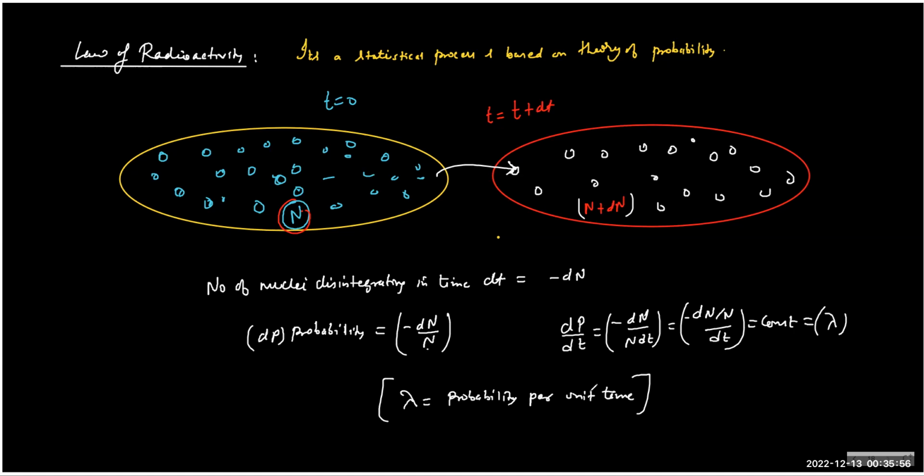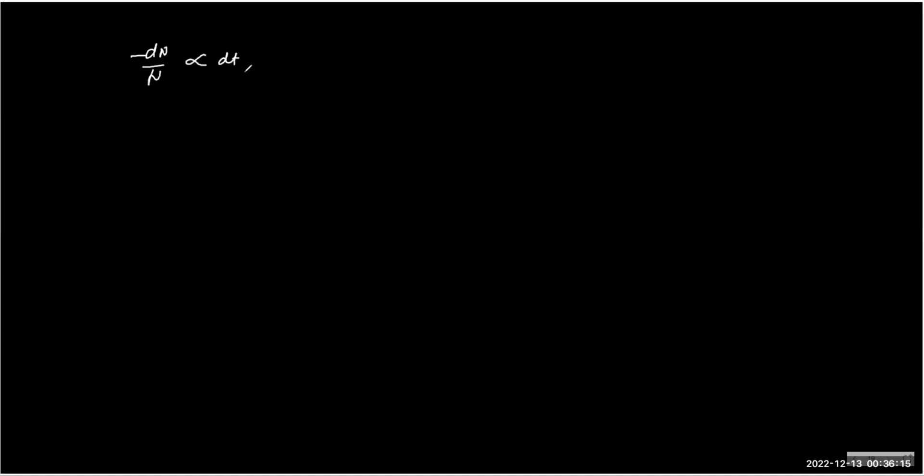So what is the probability per unit time? Lambda. So how do we derive the formula? I think it's pretty simple. The probability is proportional to the time interval. That's logical. The more the time, the more nuclei will disintegrate, because you're giving more time to disintegrate. As the time of observation grows, this will happen. That's why dn by n we can write as some constant into time.